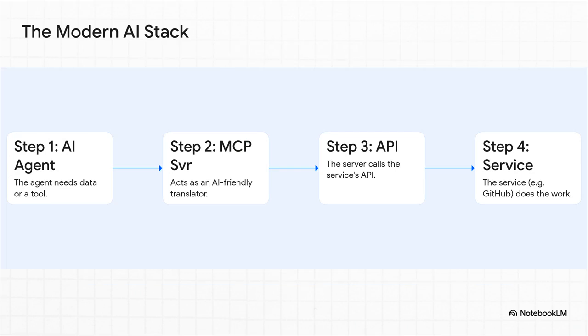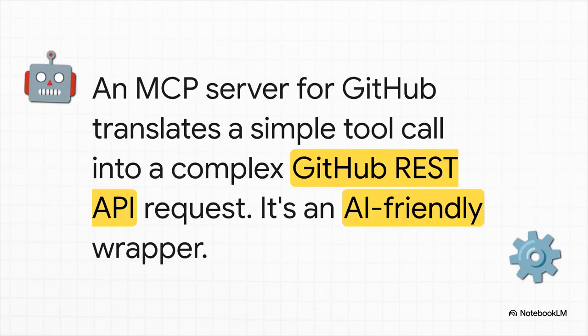So this is what the modern AI stack actually looks like. The AI agent doesn't talk directly to the external service. No, it talks to an MCP server. And what does that MCP server do? It turns around and calls the service's good old-fashioned API. The MCP server for GitHub is a perfect example. An AI can make a really simple request like list my repositories. The MCP server then acts as a translator, turning that simple phrase into the complex REST API call that GitHub's actual service needs to understand. So in short, MCP is like a super smart, AI-friendly wrapper for all those existing APIs.